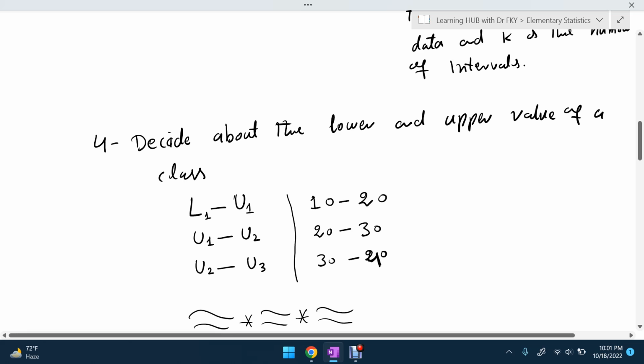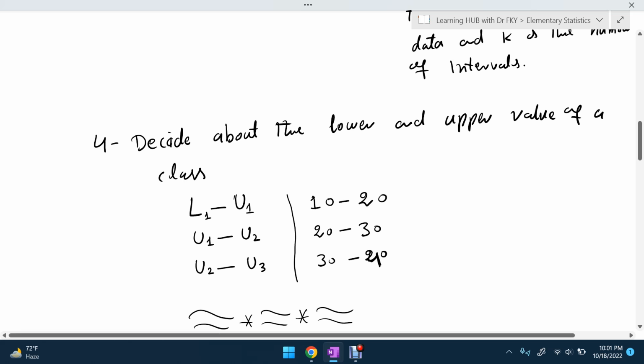Suppose you have data from 1 to 40. This is just an example, and I did not use the proper rule. I will use the proper rule in another video tutorial. So this means 10 to 20, and then this will be the lower limit of the next class, 20 to 30, and then 30 to 40. And you need to know how you will include the values in these intervals. Suppose in this interval the values start from 10, and you will include the values from 10 to 19.99. The value 20 should not be here; the value 20 should be in the next interval.